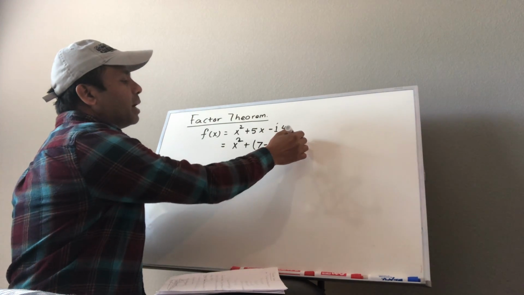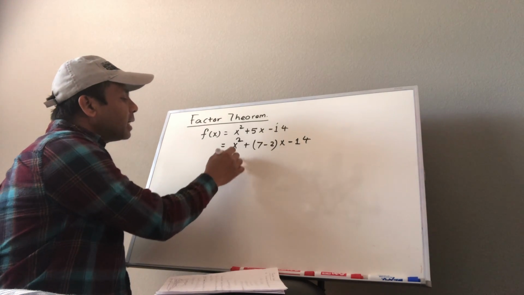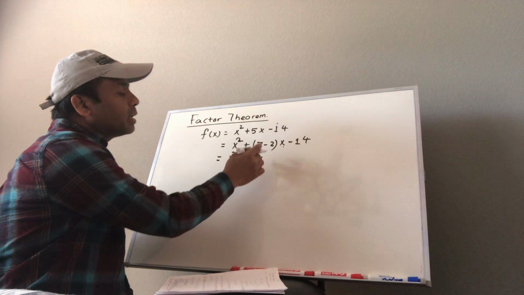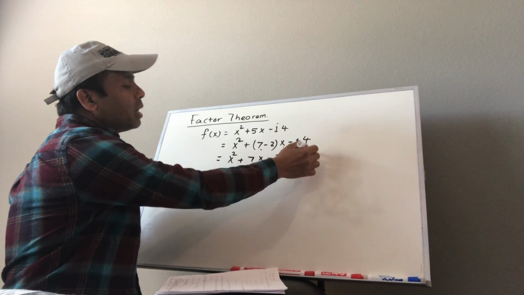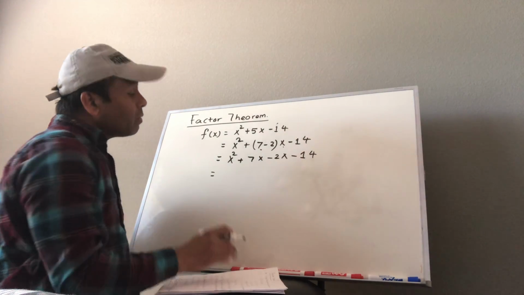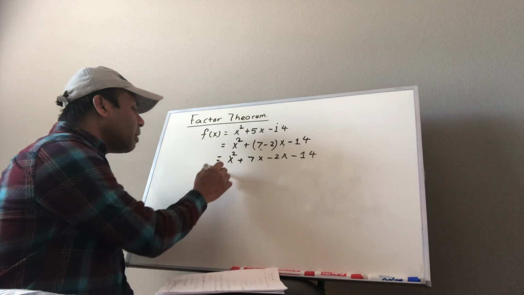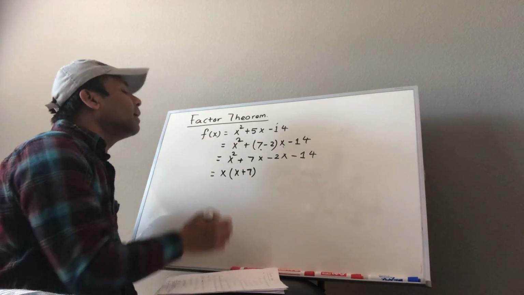And x minus 14, right? And this is x squared. You distribute this. So 7 times x is 7x, and minus 2 times x is minus 2x, minus 14. And then from the first two terms, you can factor out x, so this is going to be x plus 7, right?